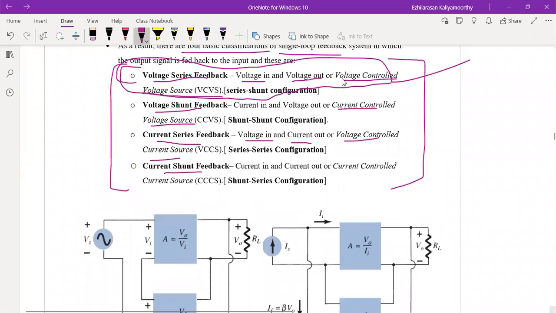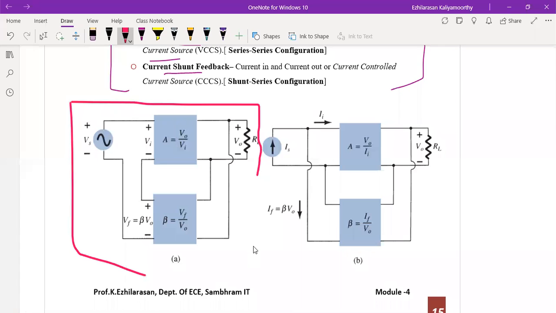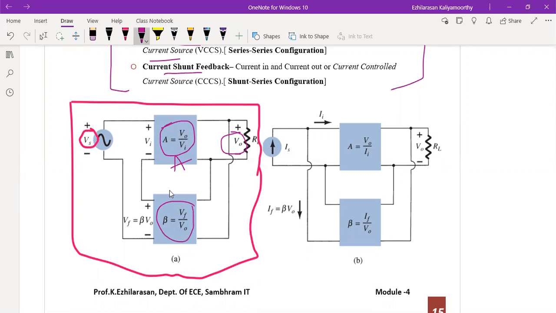The very basic voltage controlled voltage source configuration diagram will look like this. This is for your A. The input is voltage, Vin, and the output also is voltage, V naught. This portion shown here is the amplifier portion, that is A. You have to think with the previous diagram, then this one is the feedback portion, that is beta.